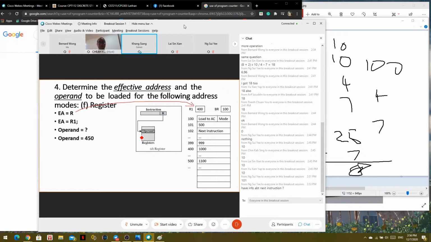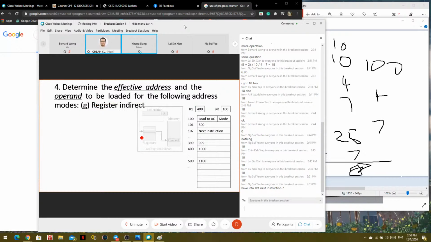And then the last one is register indirect. Register indirect is pointing 2 times. 1 time is to the register, another time is to the operand. So this time your register points to here, 400. The effective address is going to here. So this is your EA for your register indirect. So your operand will be here, 1000.